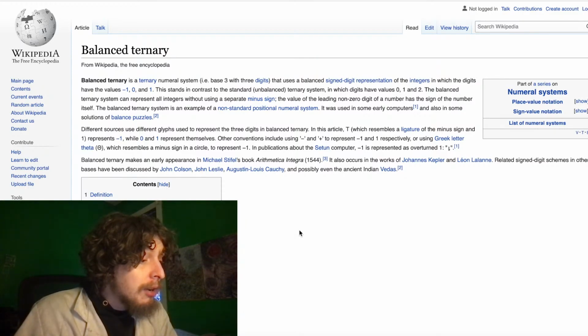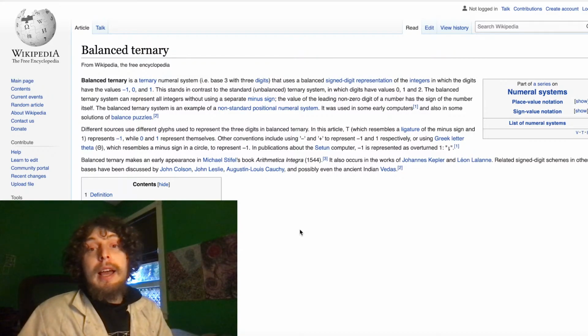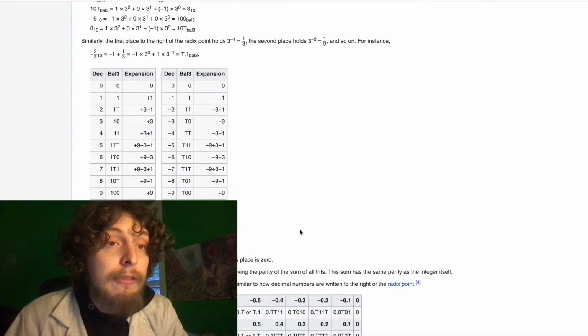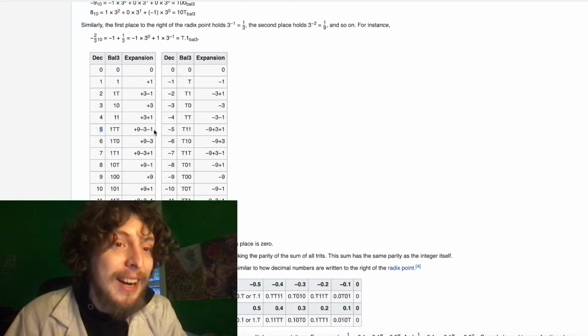Let's see, to look at next, well, we could take a peek at how balanced ternary represents stuff because it's kind of fun. Here's an example of what I meant. To make 4, you could use +3 +1. To make 5, you have to use +9 -3 -1.